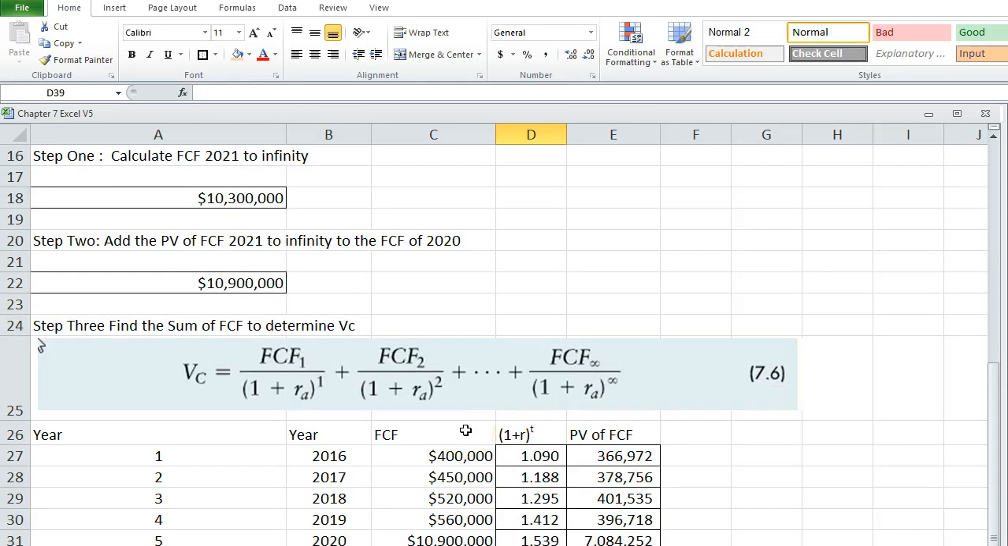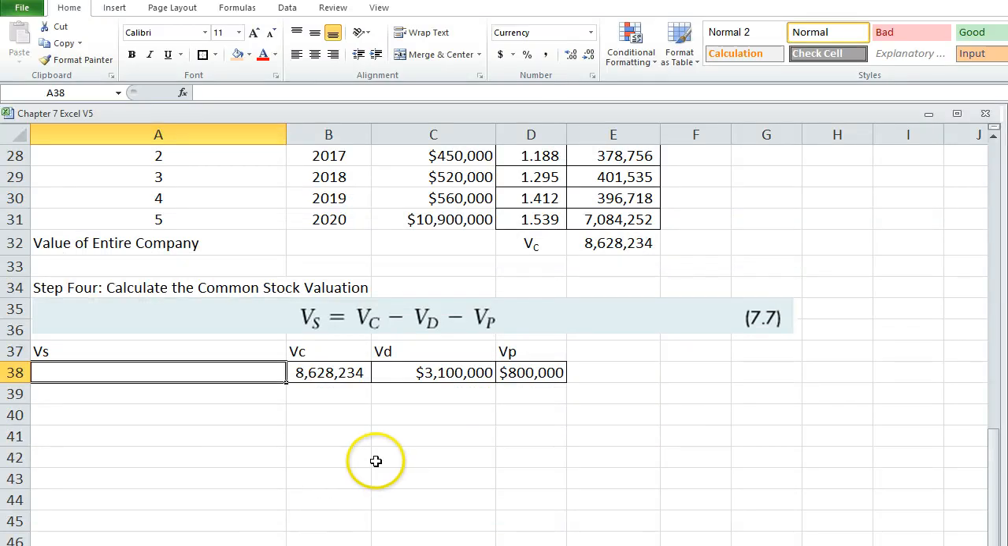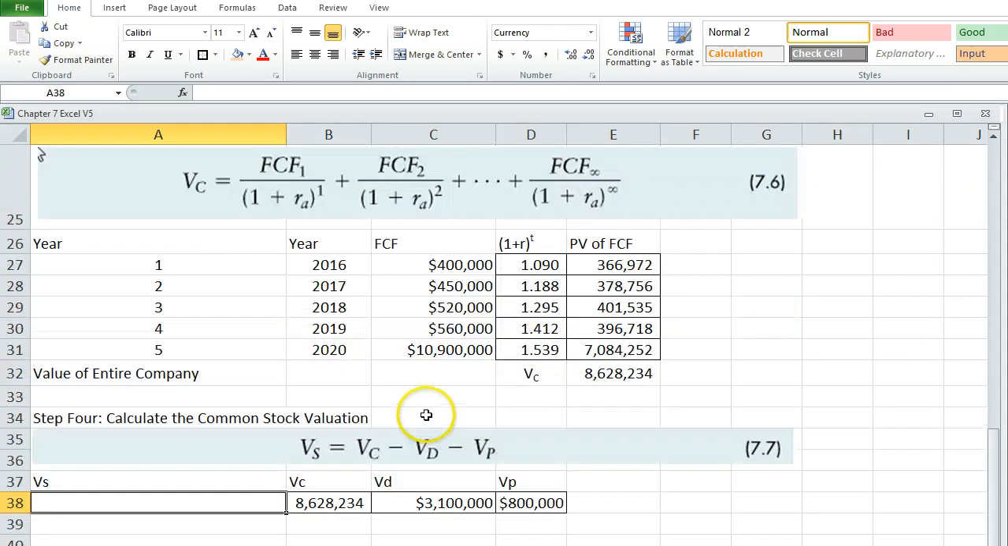Okay. So now we have our value of the company, value of the debt, and value of the preferred stock. To get this final formula, I just follow this formula up here, and I take V sub C minus V sub D minus V sub P, and I get the answer, which is 4,728,000. Again, the book might say 4,726,000. The book is wrong. My numbers are right because I proved it in Excel.